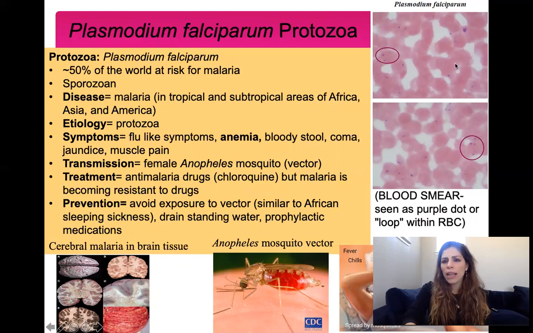If we look at a blood sample from someone who's been infected with a Plasmodium falciparum protozoa, we see little purple red dots in red blood cells, and this is indication that this person has malaria, is infected with this protozoa.